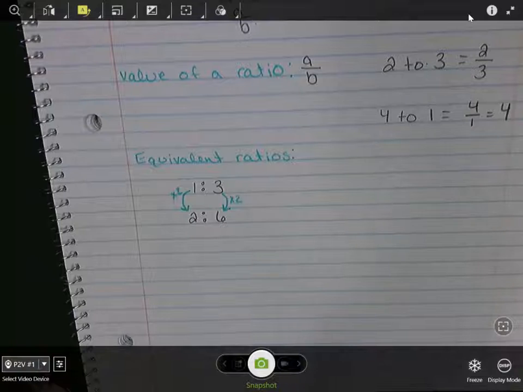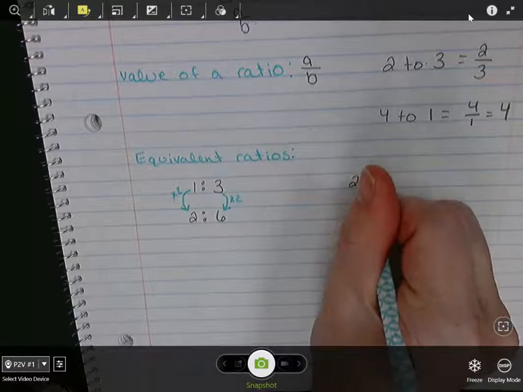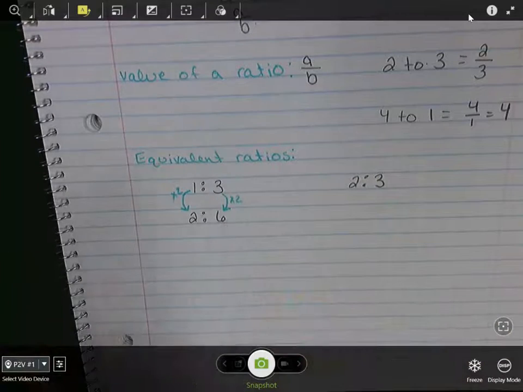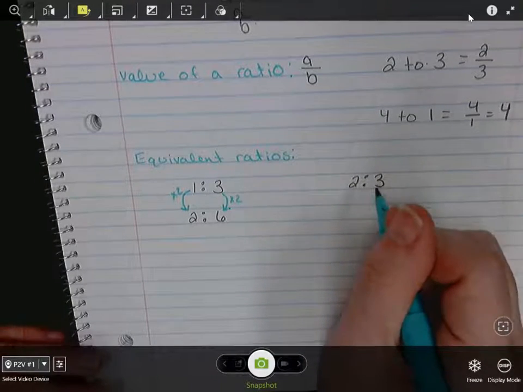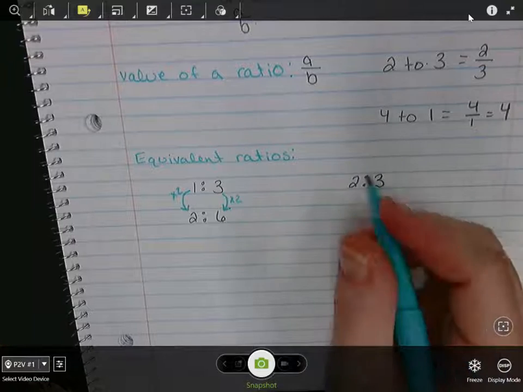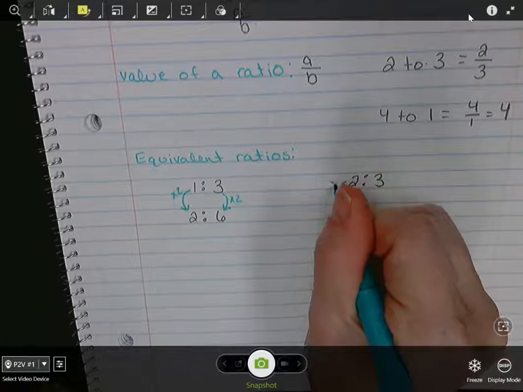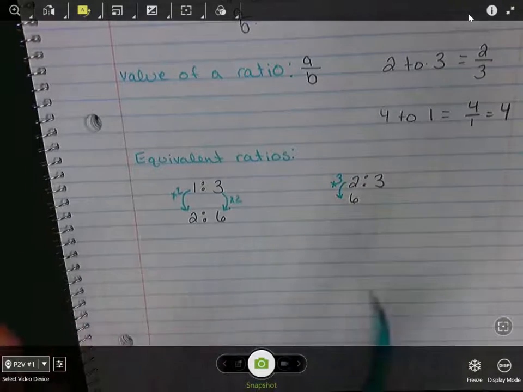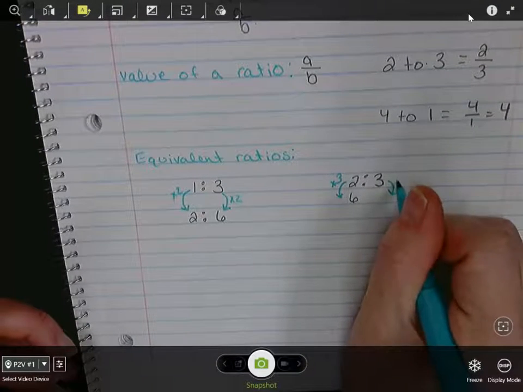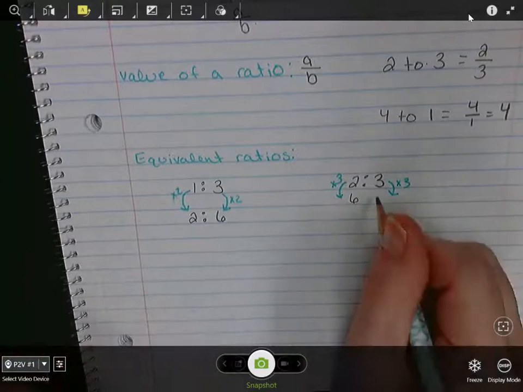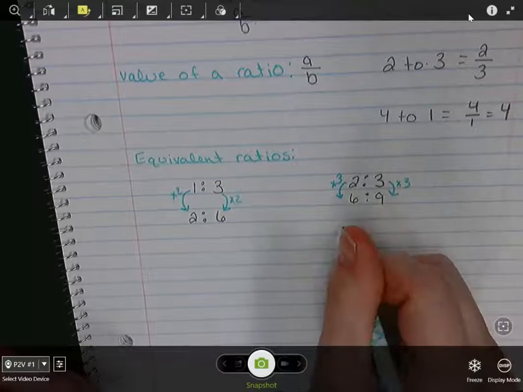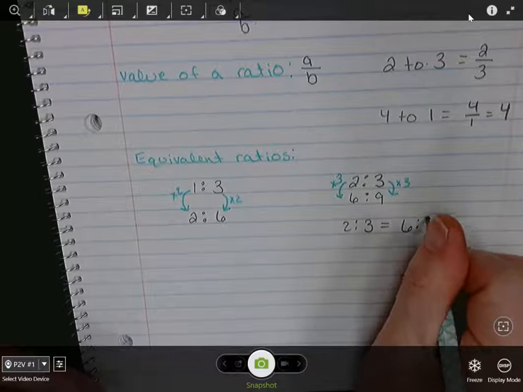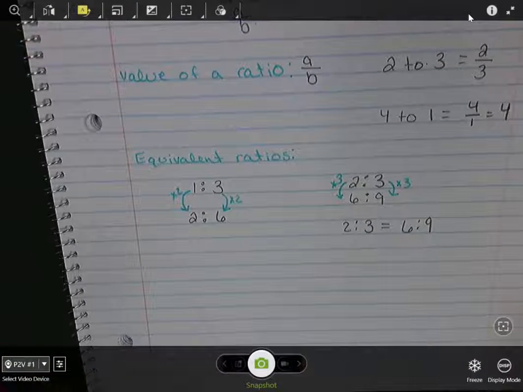So, for instance, let me do another example, 2 to 3. I want to find an equivalent ratio. So to do that, I would multiply them both by the same number. Let's say I want to multiply them both by 3. So I multiply 2 by 3. 2 times 3 is 6. And then I multiply 3 times 3. And 3 times 3 is 9. Okay? So 2 to 3 is the same as 6 to 9. They're equivalent ratios.